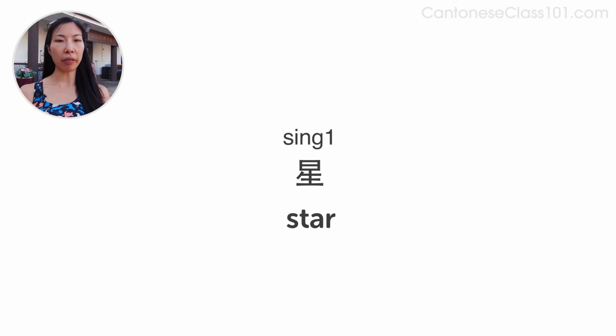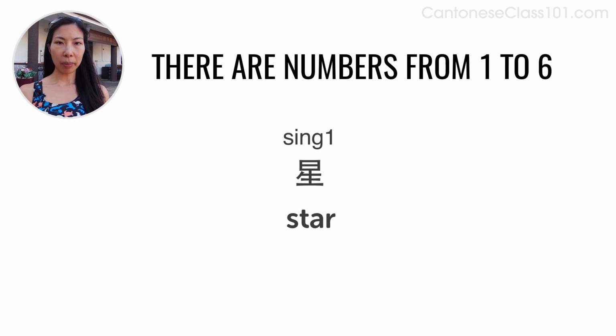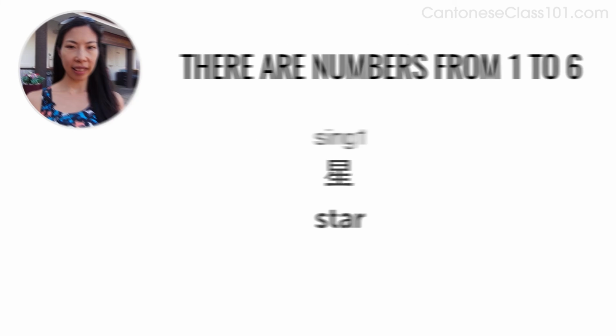Here is an example of a syllable in Jyutping. Sing, which means star, S-I-N-G-1. Here the initial sound is S, and the final sound is ing, I-N-G. And the syllable is in the first tone. The tones in Jyutping are represented by a number placed on the right side of the syllable. There are numbers from 1 to 6.